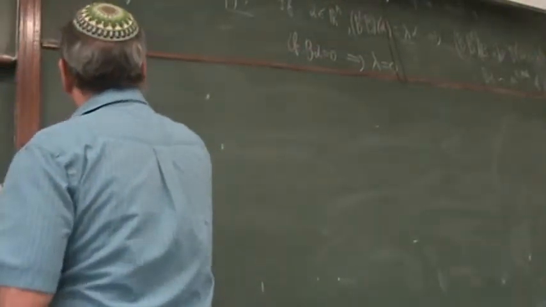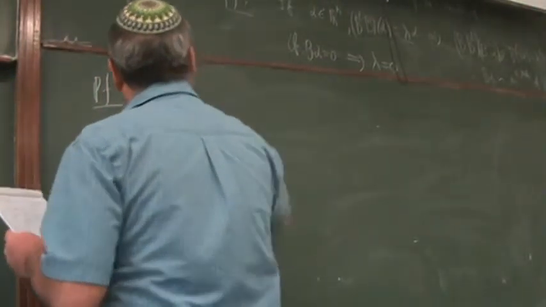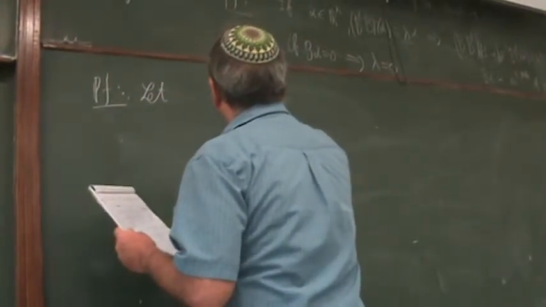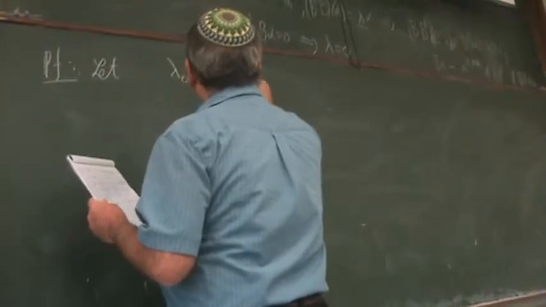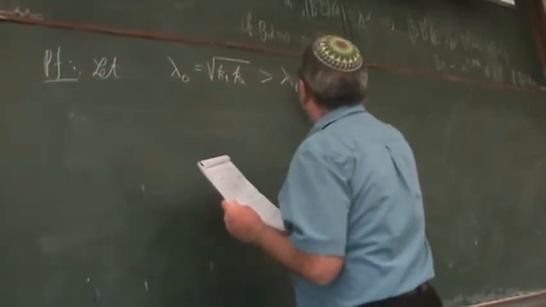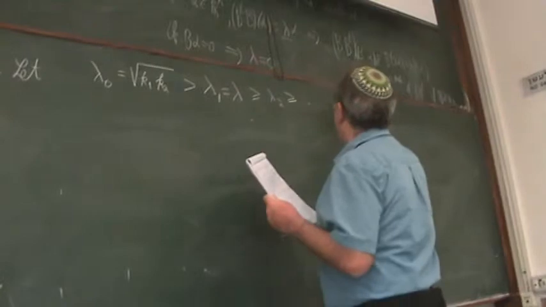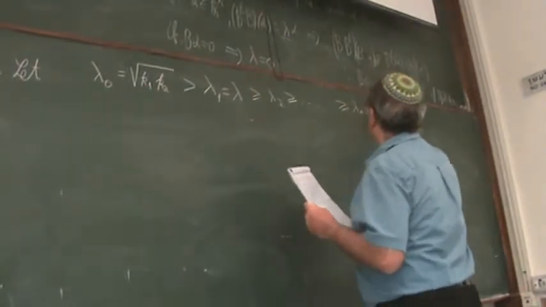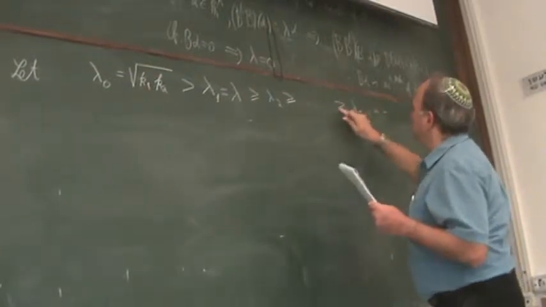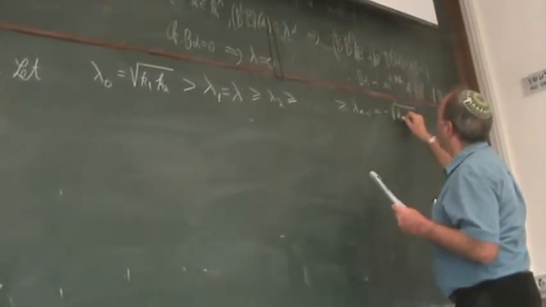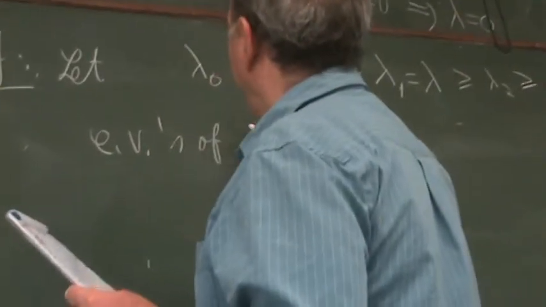Okay, so let's now write the proof. Proof. Let lambda 0 equals square root of k1 k2, greater than lambda 1, greater than lambda 2, down to lambda n minus 1, the last one, which is strictly minus square root of k1 k2, be the eigenvalues of A.